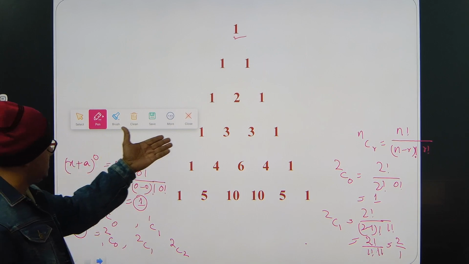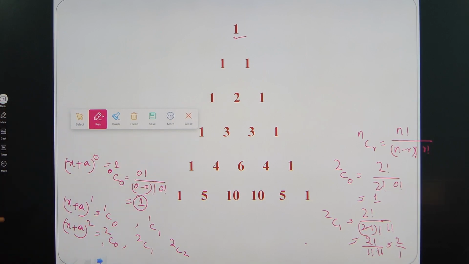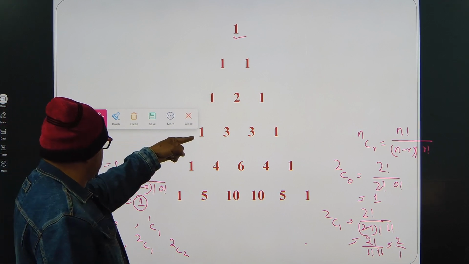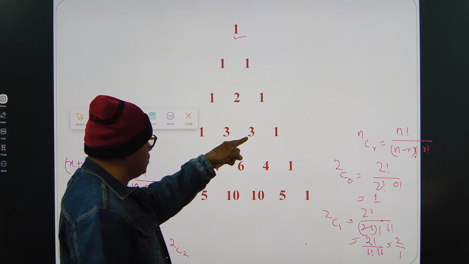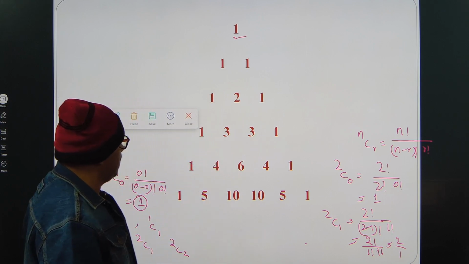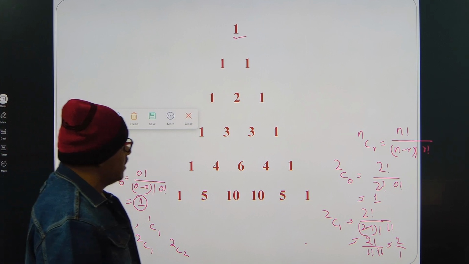In a similar way, we can have 3c0, 3c1, 3c2, 3c3. In this way, all these values can be calculated by the combinatorial formula.